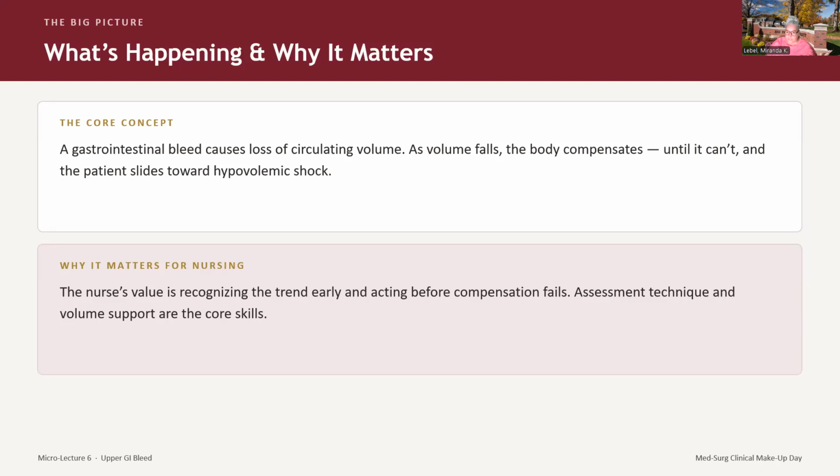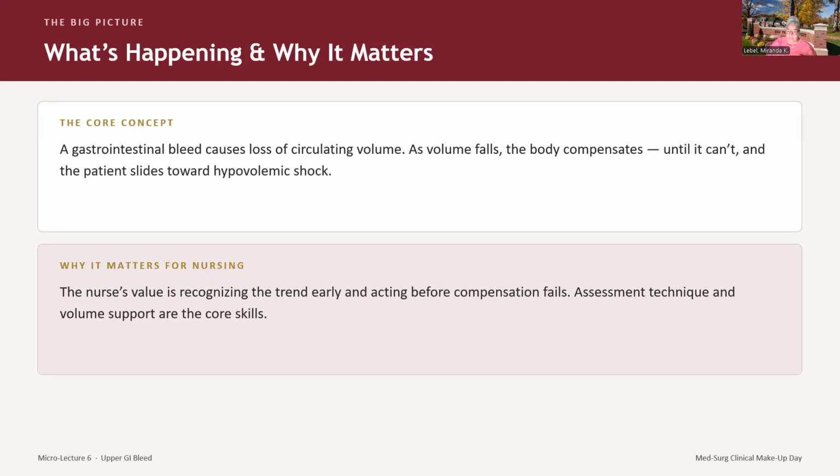So, why does it matter for nursing? The nurse's value is recognizing the trend early and acting before the compensation fails. So we're going to identify that we've got a bleed somewhere. Maybe we're vomiting. Maybe we have bloody stools. There's a bleed somewhere, right? And then we're going to see that the vital signs are trending. Maybe the blood pressure is trending down. So what are we going to do about that before it gets really bad?